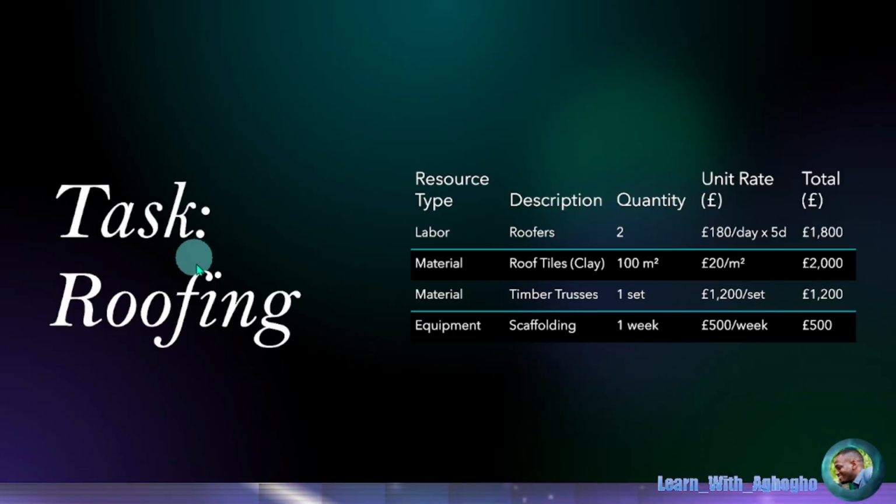So for the task, in terms of the roofing resource area, we will need this labor. So for the roofers, we need 2, and the material, we need roofing tiles as well as trusses. And also, we should not forget to add our scaffold to help the workers get to the set heights safely.